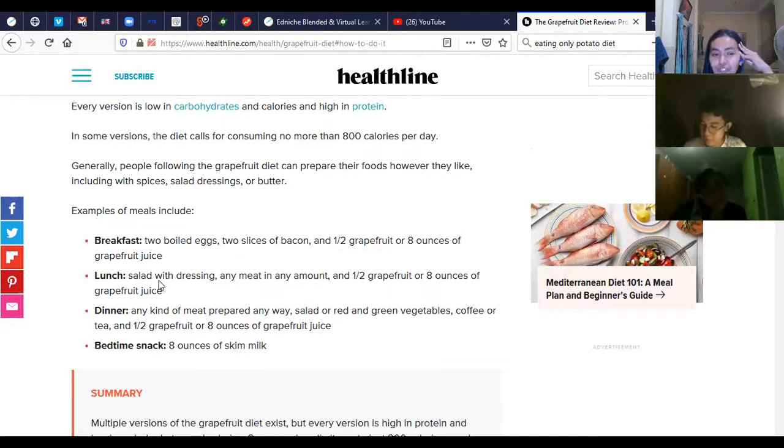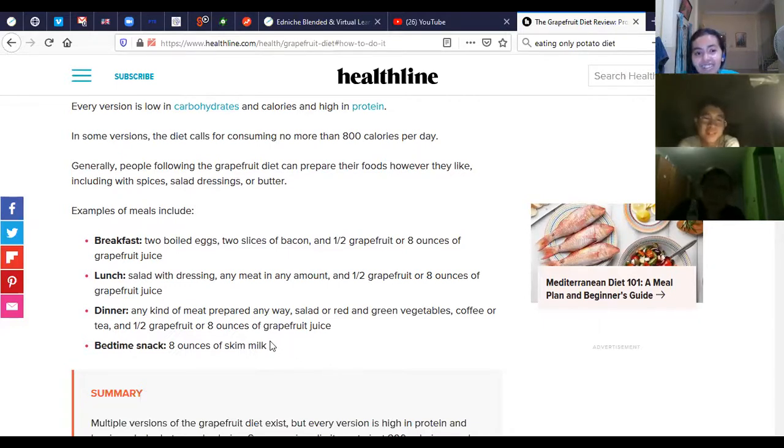So how to do the grapefruit diet. For breakfast, you eat 2 boiled eggs, 2 slices of bacon, and half a grapefruit or 8 ounces of grapefruit juice. Lunch: salad with dressing, any meat in any amount, and half a grapefruit and grapefruit juice again. Dinner: any kind of meat, but always make sure to add grapefruit juice. Bedtime snack: skim milk. Interested in testing this out?